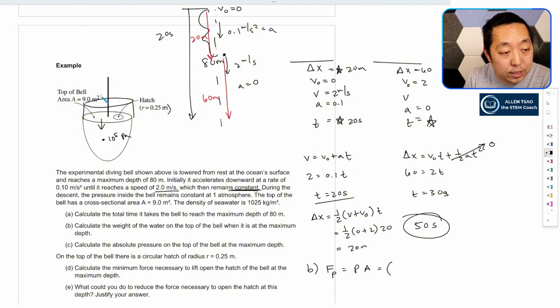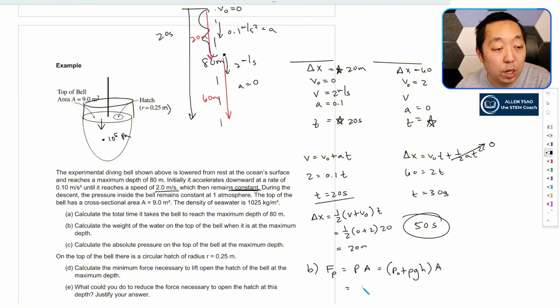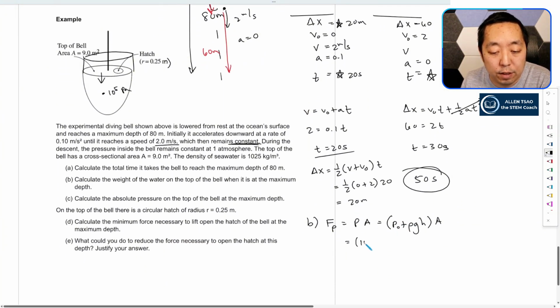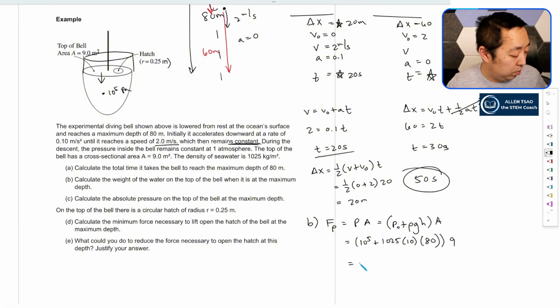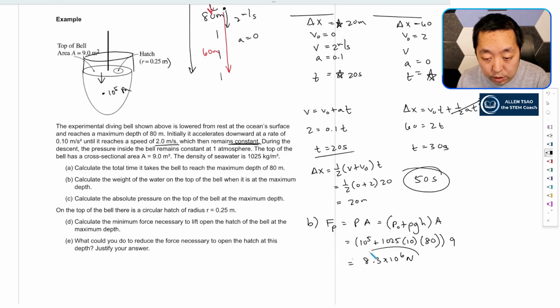And that pressure at the top down here is the atmospheric pressure plus rho gh, times the area here. So we're going to say that that's 10 to the 5th pascals plus rho 1025. We'll use g of 10, and we've traveled 80 meters from the surface, right? And then times the area, which is 9. So that's going to give you 1e5 plus 1025 times 10 times 80, and then all that times 9. I get 8.3 times 10 to the 6 newtons here.